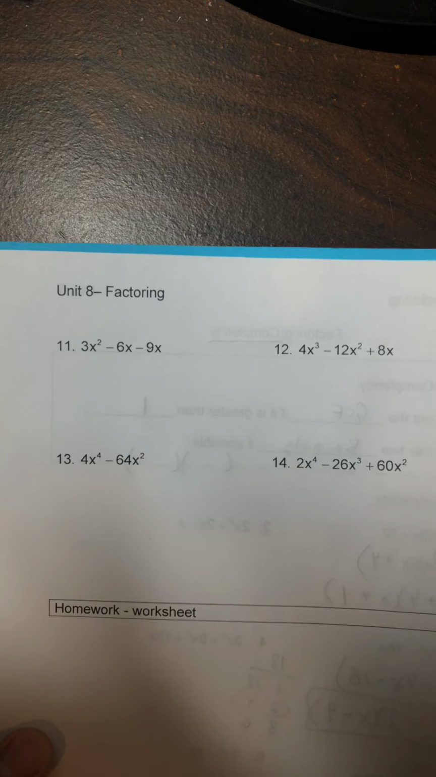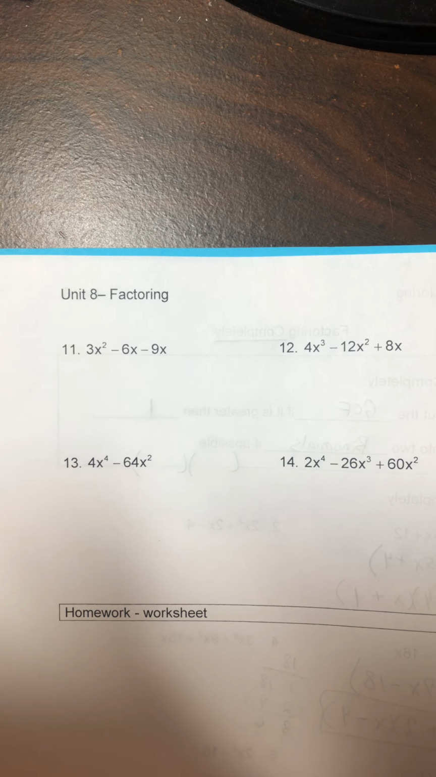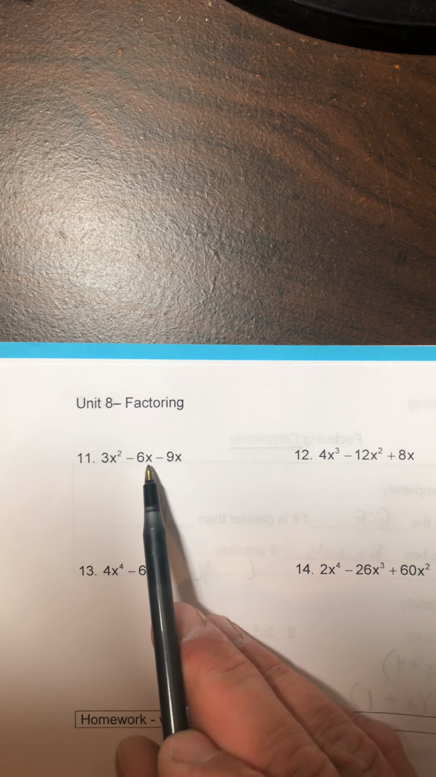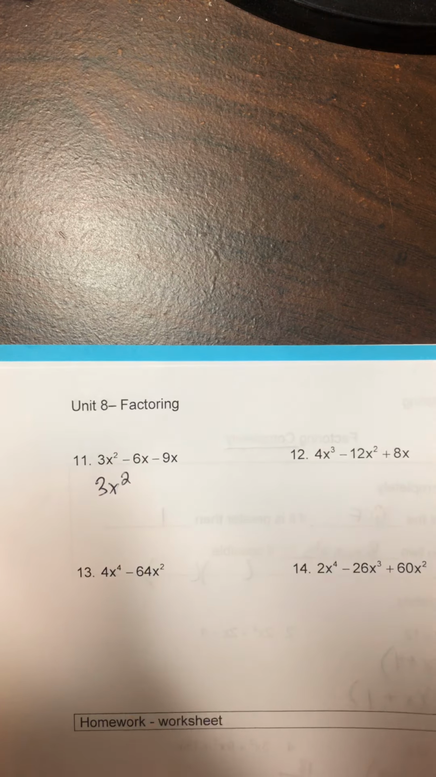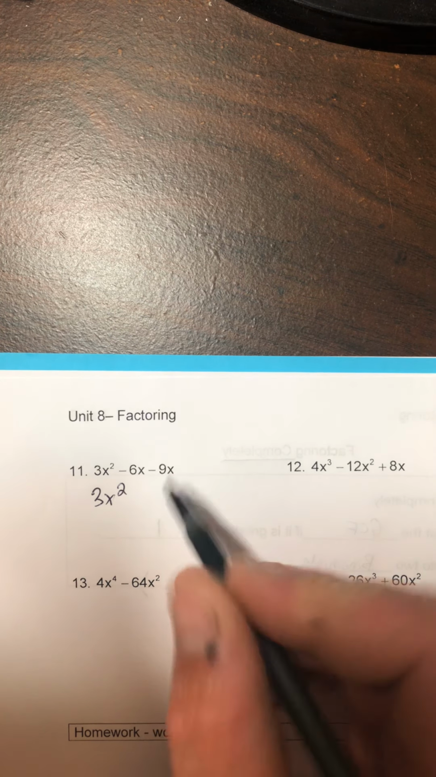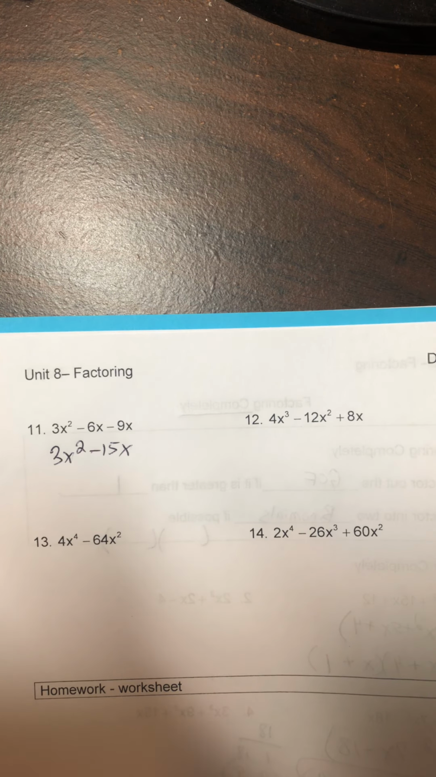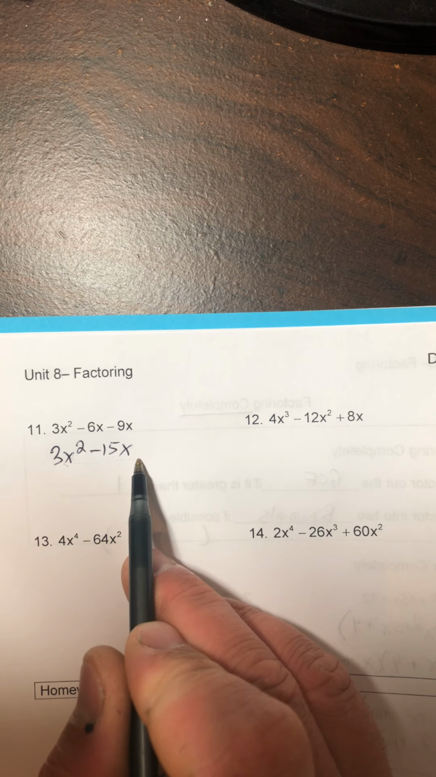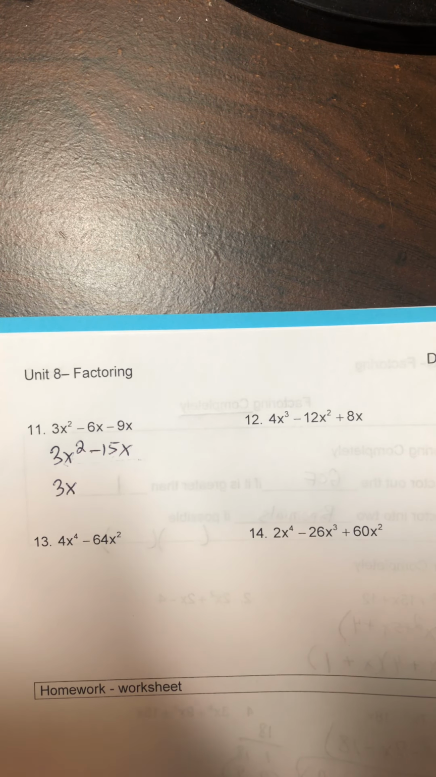All right, number 11. 3x squared minus 6x minus 9x. I'm not even sure if that's a typo or not. Those are like terms. 6x minus 9x. You can actually rewrite this as 3x squared, all right, minus 6 minus 9, that's minus 15x. It's the same thing. There's different ways of doing this, I guess. Look at the GCF. I know 3 goes into 15. They both have x's. Let's take a 3x out.